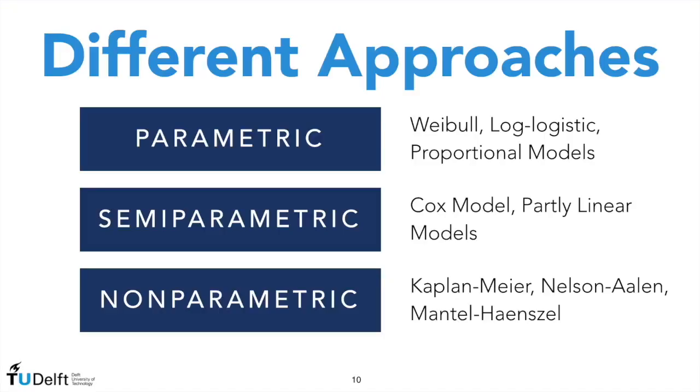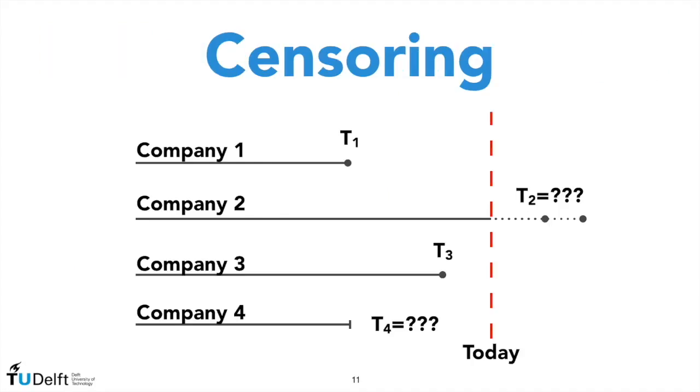In this mini course on survival analysis, we will consider together different approaches, some parametric like the Weibull or the log-logistic models, some semi-parametric like the very important Cox model, and some non-parametric like the famous Kaplan-Meier estimator. But before introducing this last tool, the Kaplan-Meier estimator, we need to say something about a peculiar characteristic of survival data, that is to say, censoring.